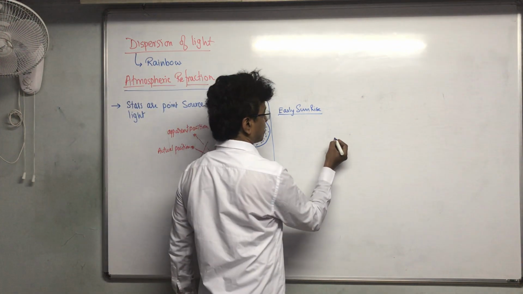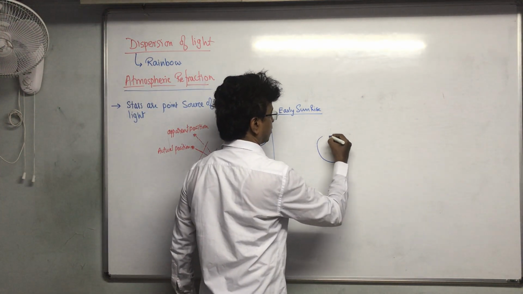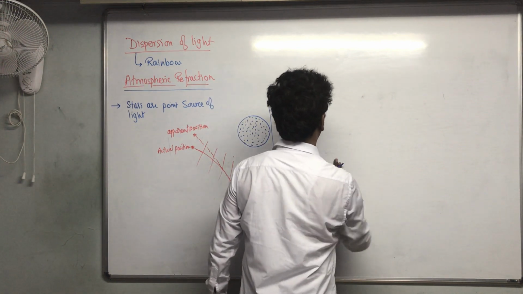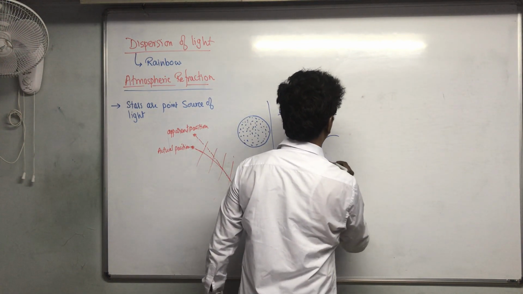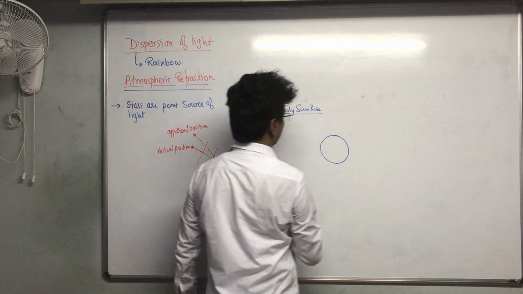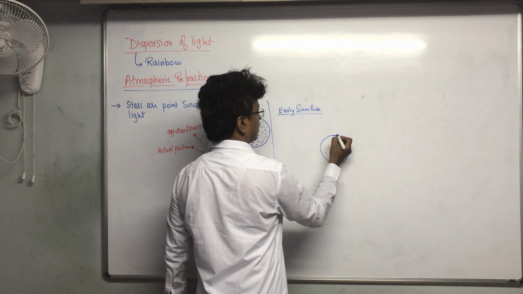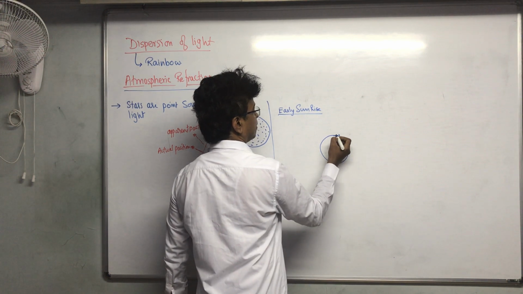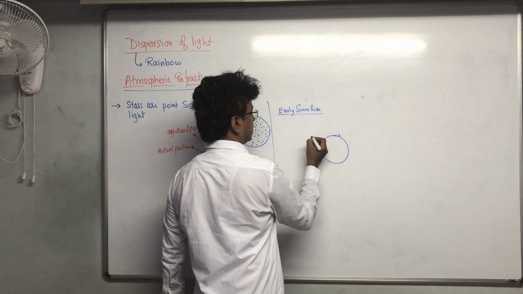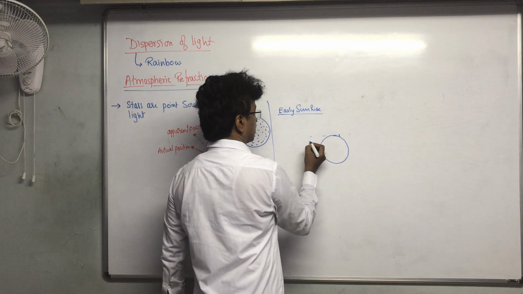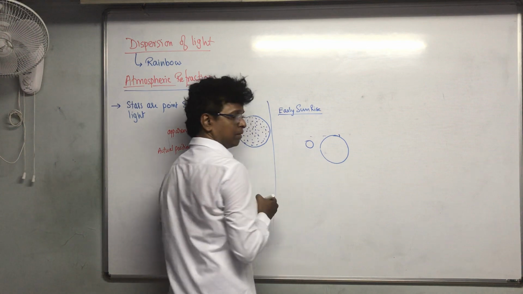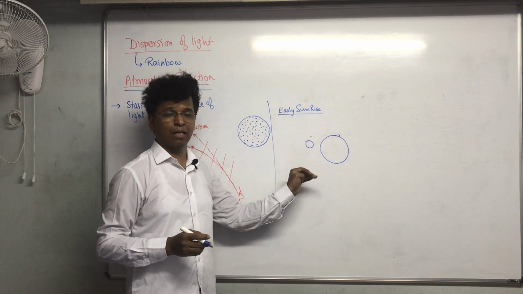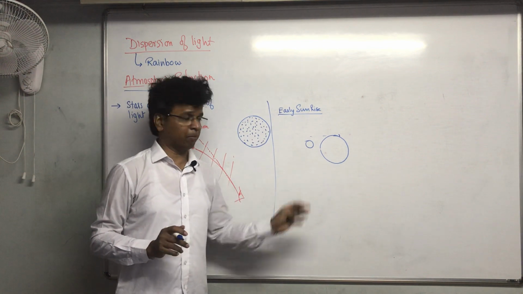See, basically what happens, supposing we are on this earth, this is the earth, of course not very spherical. Now you are standing over here. For you being over here, this is going to be your horizon. This is the horizon. Now the sun is over here, not yet risen. It is below the horizon. So basically the sunrise is not taking place.